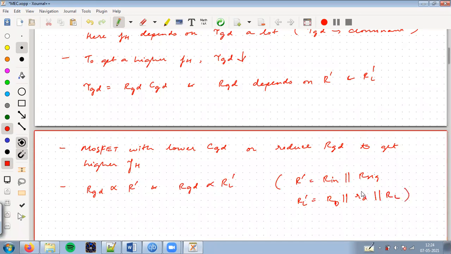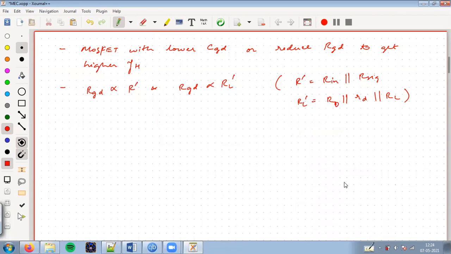So say by chance R prime is constant or fixed. If it is constant or fixed, I have to reduce RL prime. I have to reduce this. I have to reduce RL prime. So RL prime can be reduced by reducing RL.